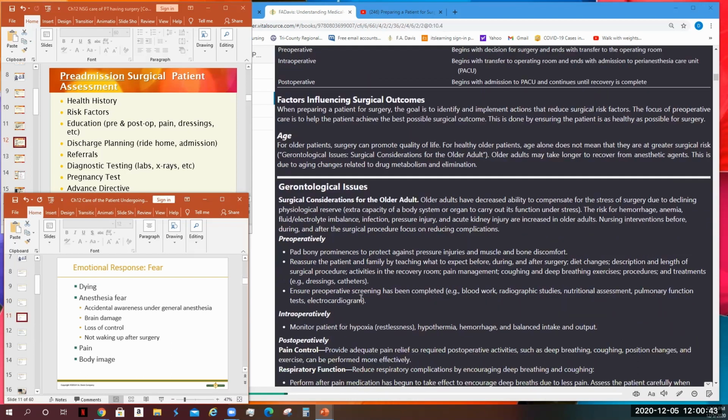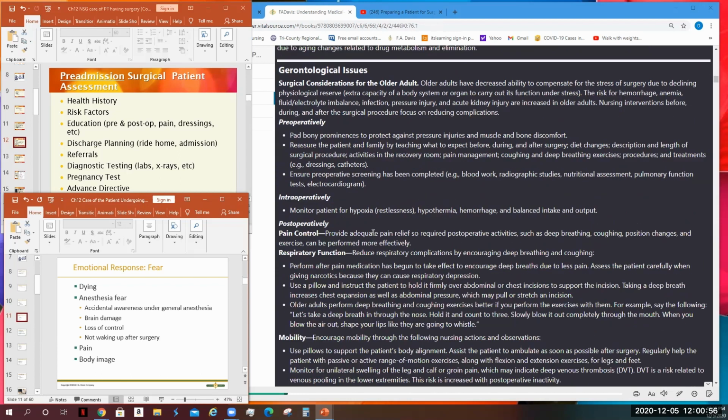Intraoperatively, ensure preoperative screening has been completed. For example, blood work, radiographic studies, nutritional assessment, pulmonary function tests, and electrocardiogram. Monitor the patient for hypoxia or restlessness, hypothermia, hemorrhage, and balanced intake and output.